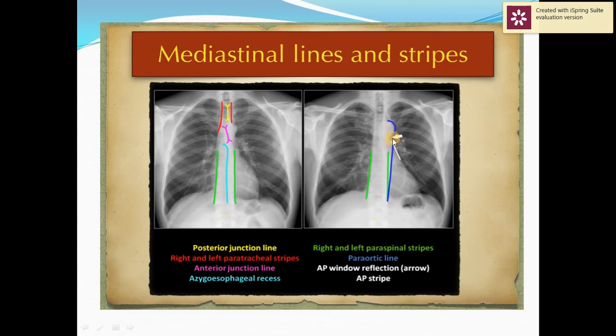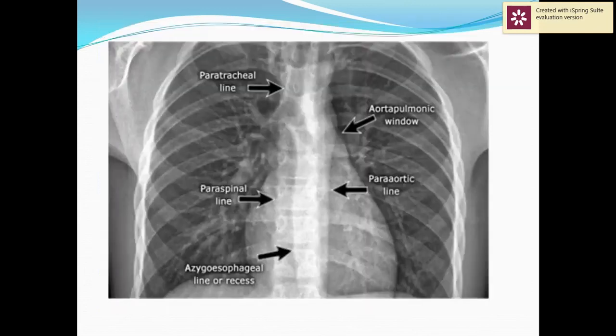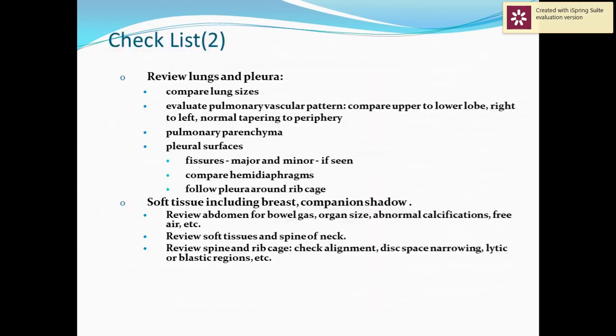aortopulmonary window, and this is the para-aortic line, also obvious because widening of this line can give us an idea if there is bronchogenic cancer or mediastinal lymph node enlargement, or aneurysmal changes in the vessels. So it's very important for us to know. These are the paratracheal line and aortopulmonary window.